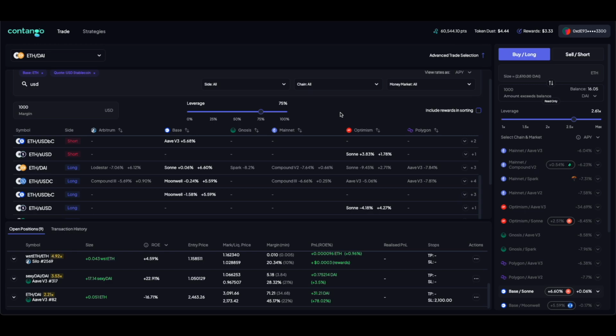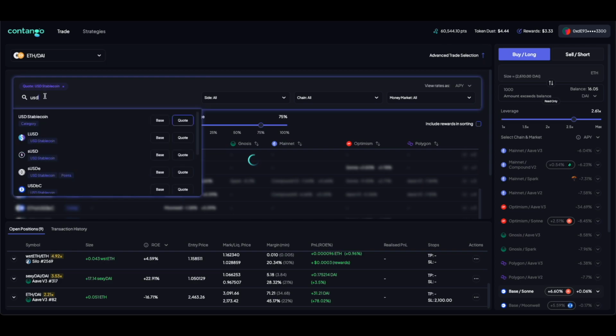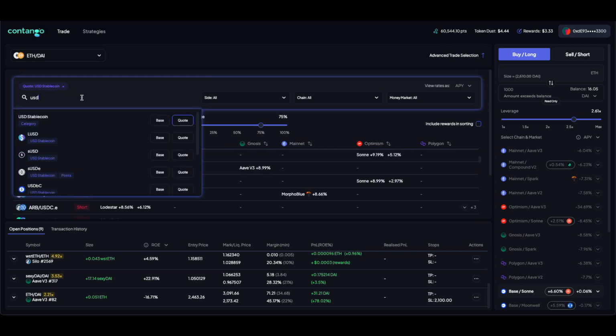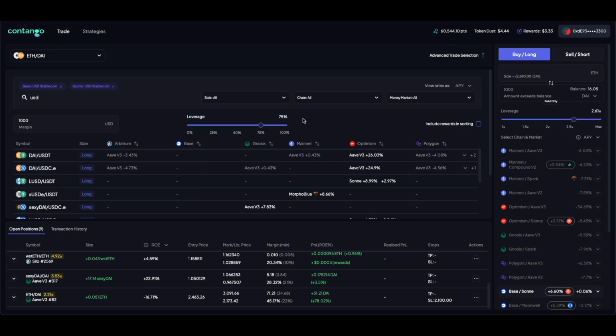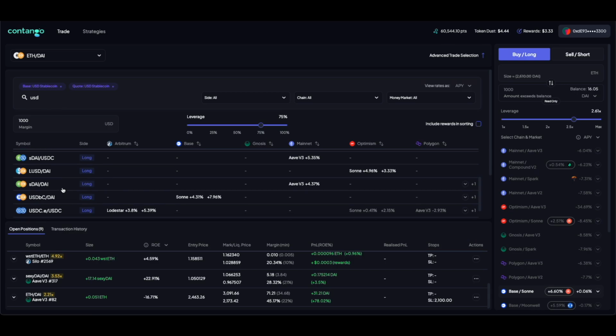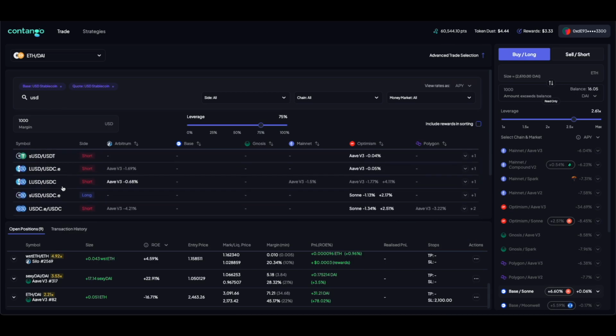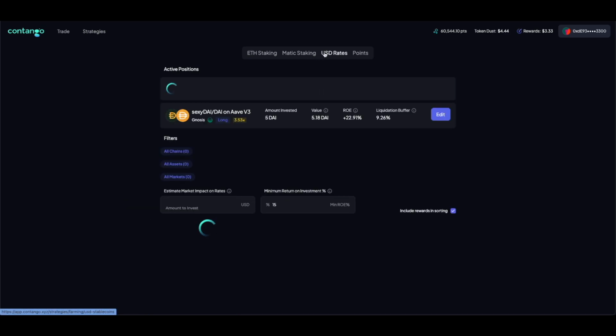If you apply the same reasoning, you can also benefit from rate differentials by farming USD pairs. In this case, you don't need to have two legs, as both assets are pegged to the dollar and move together. Just select them as both base and quote, and you will be given a list of the best yields that you can get on stablecoins in DeFi across different chains and money markets. Remember, you can also farm these rates through strategies under the USD rates page.